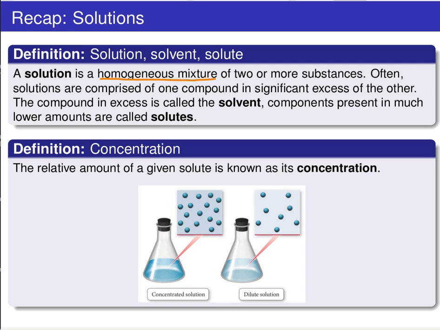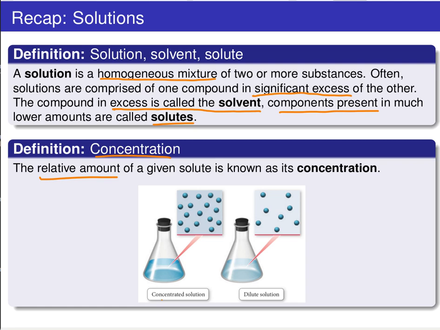And when you have a solution, oftentimes you have one of the compounds present in significant excess of the others. Meaning you have much more of one compound relative to the rest of the compounds present. In this case, the compound that's in excess is called the solvent, and all of the components present in the lower amounts are called solutes. And we use the term concentration to essentially give the relative amount of each given solute.